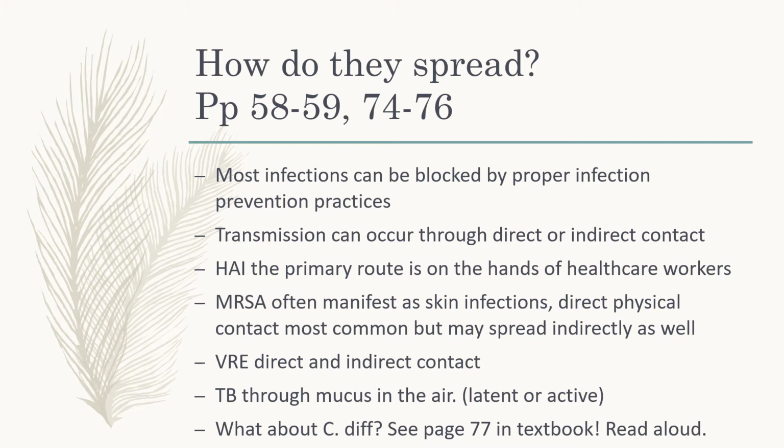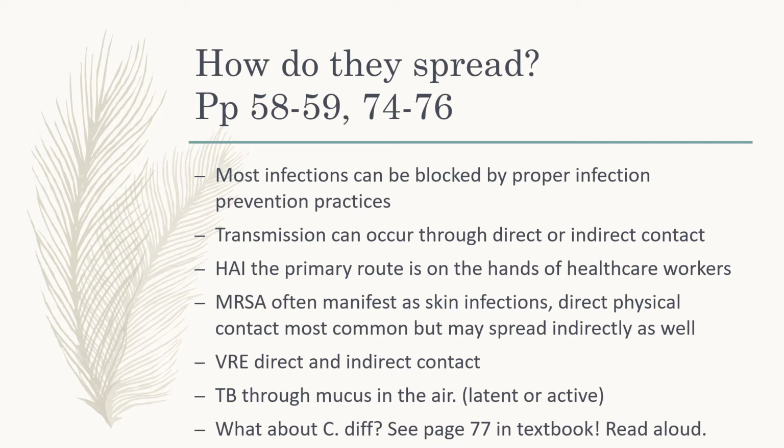Now that dressing has MRSA on it that you've brought them because you did not use your proper precautions that you should have. That's why that PPE is really important. That is an example of indirect contact. So now VRE is vancomycin-resistant enterococcus. It spreads through direct and indirect contact about the same.